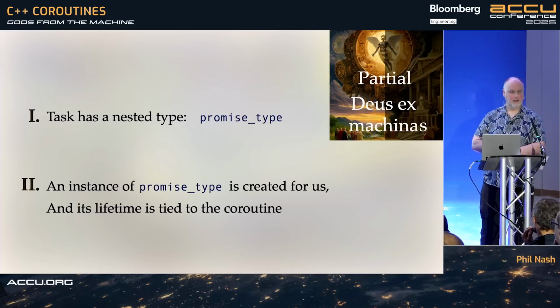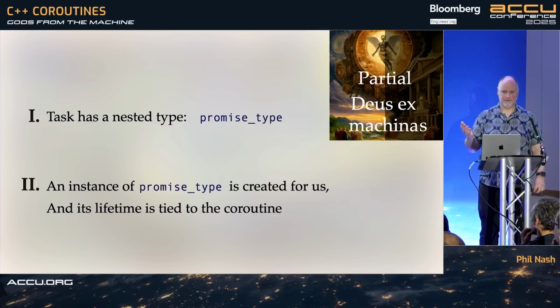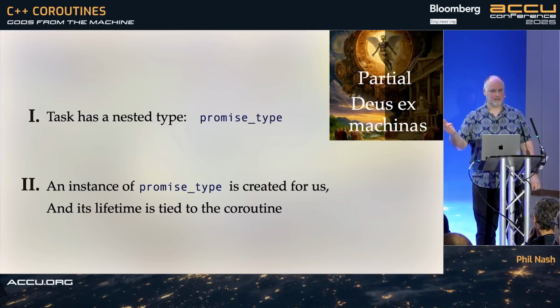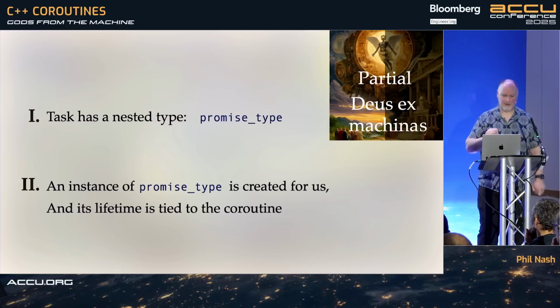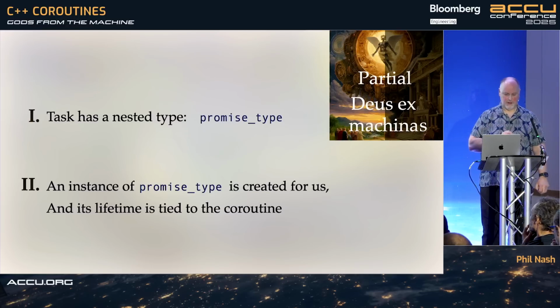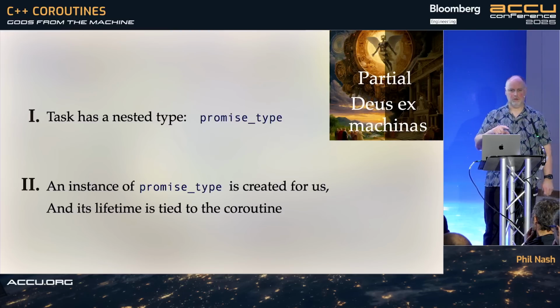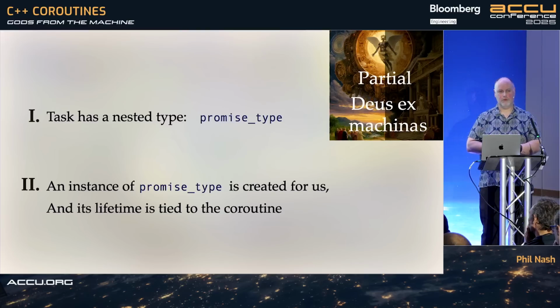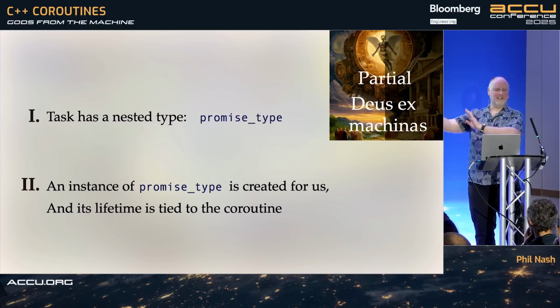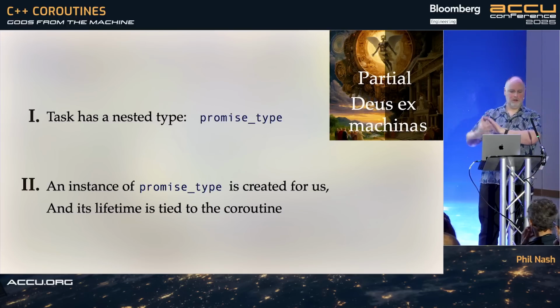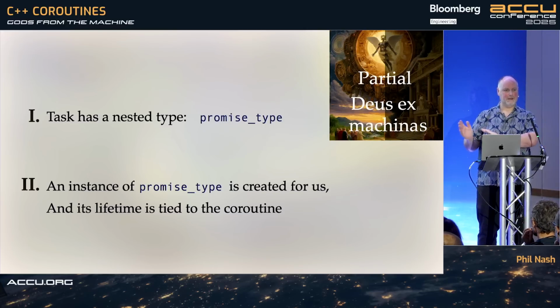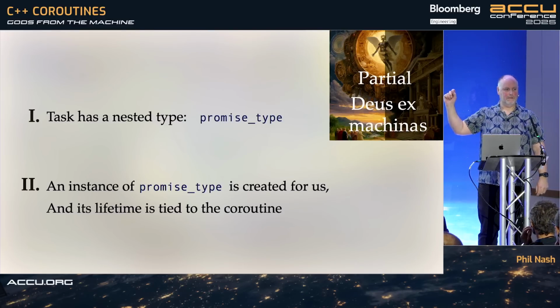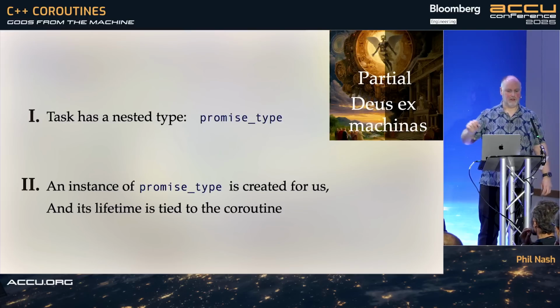Second one is that we didn't actually create the instance of promise type. That was created for us by the gods in the machine. And interestingly, the lifetime is tied to that of the coroutine. We'll see why in a bit, but that's really important to know as well. In fact, if you think of the promise type as instantiated within whatever's holding the coroutine, which we'll look at in a bit, then that will go a long way. The reason that's important is, as we're going to see a bit later, getting the information in and out of the coroutine is always via the promise type. So knowing where that's stored is really useful.